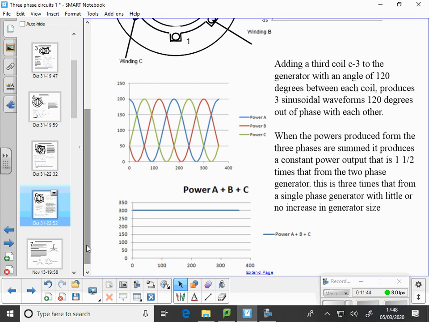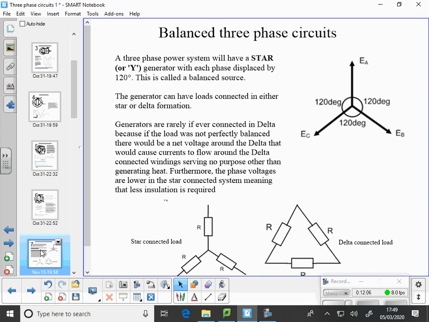Okay. So that kind of gives you a little bit of background as to why you have a three-phase system. What we've got to then do is cover why we have two differently connected three-phase systems. So, balanced three-phase circuits.